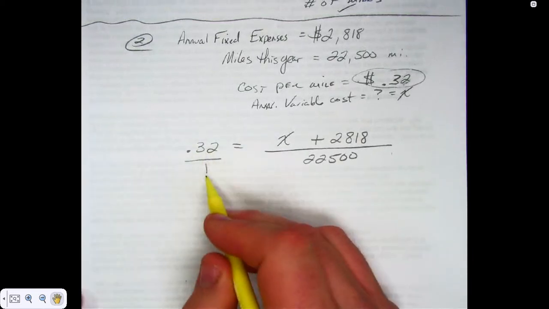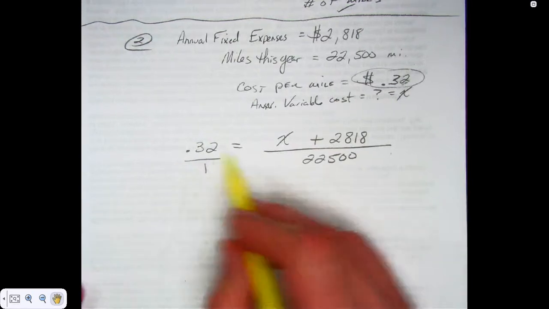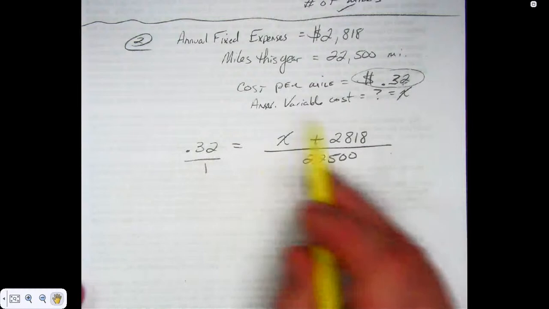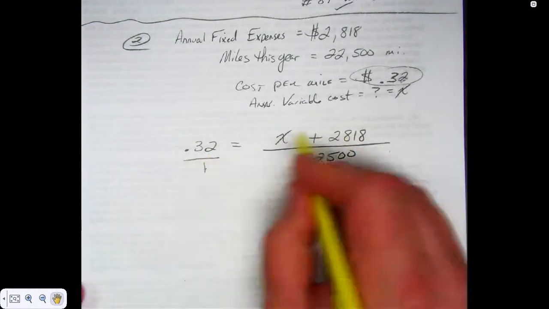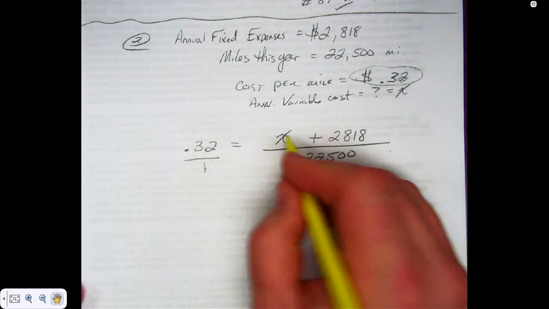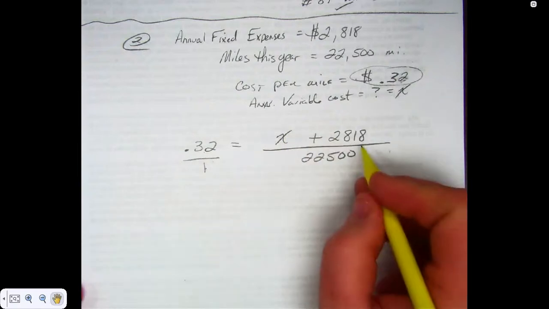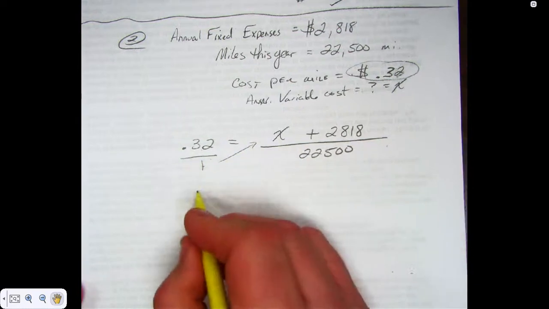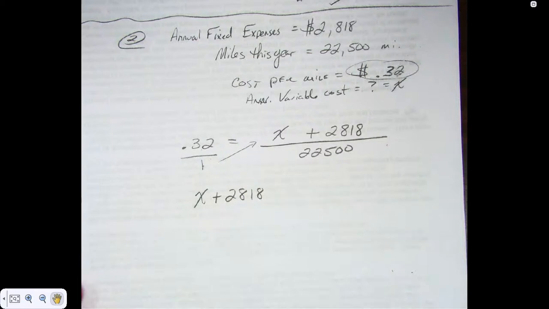Remember, anything can be put over 1. If it's not a fraction, you put it over 1. Does this look like a proportion, where when you have two fractions set equal to each other, you can cross multiply and solve, can't you? So, I can cross multiply. Well, what is 1 times X plus 2818? If I multiplied 1 times this, cross multiply, 1 times anything is the same thing. See how I got that?